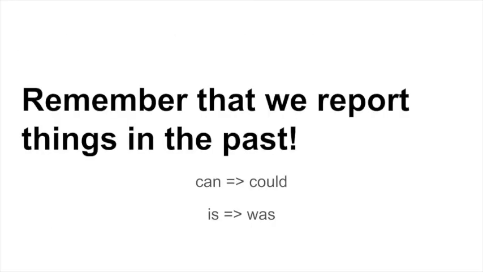It says, remember that we report things in the past. Remember what I told you, that everything we are reporting is something that happened in the past. So we're going to do it in the past form. Not just the reporting verb, but also every verb that somebody asks us, we have to put in the past form of that verb. For example, whenever we have the auxiliary can, it's going to become could, because could is the past of can. If somebody says is, we're going to put it in the was. So let's check it out.